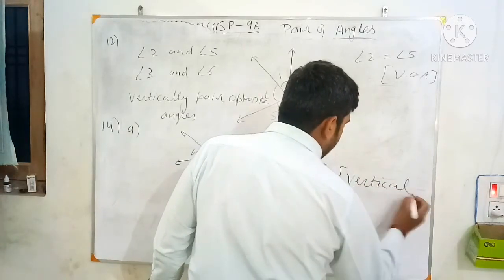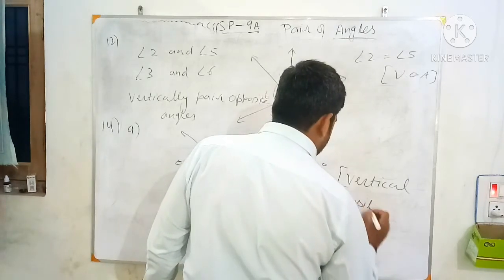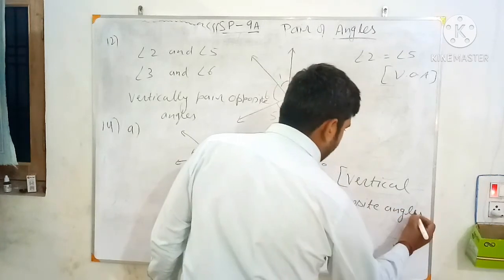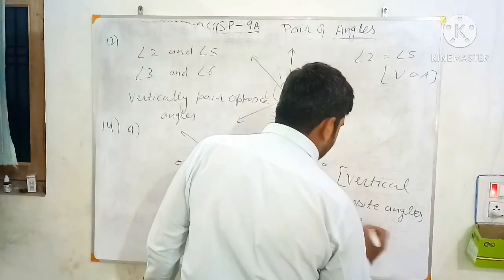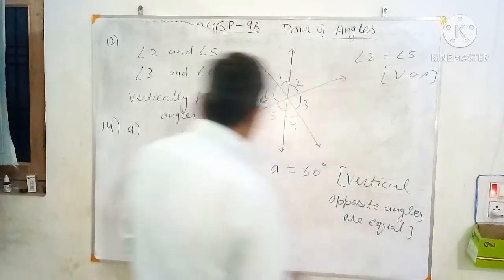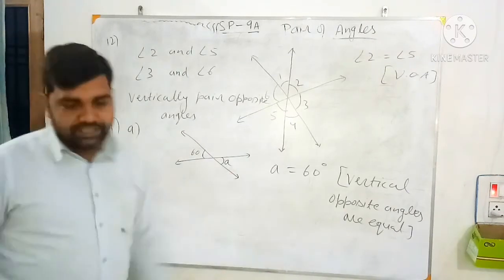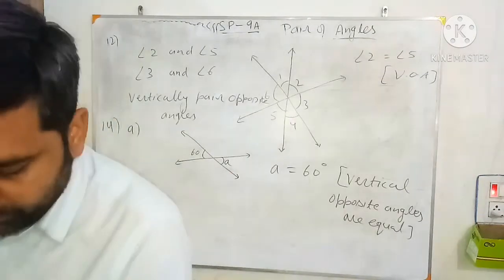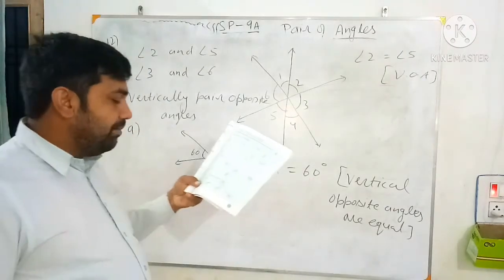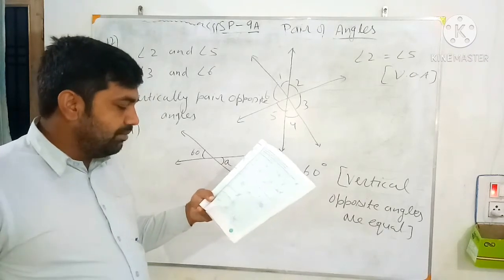Reason: vertical opposite angles are equal. So angle A is vertically opposite to 60 degree. So that's why angle A is equal to 60 degree. That we will quote. Similarly, in the figure B, angle B is vertically opposite to 25 degree. So B is equal to 25 degree, vertically opposite.